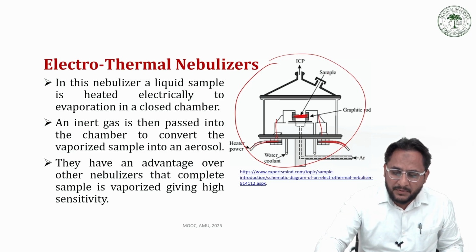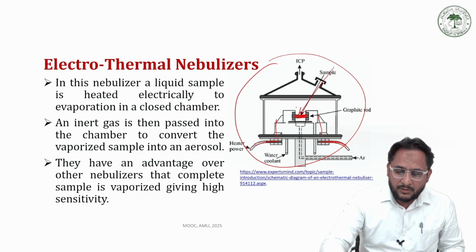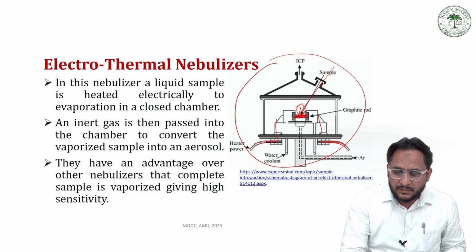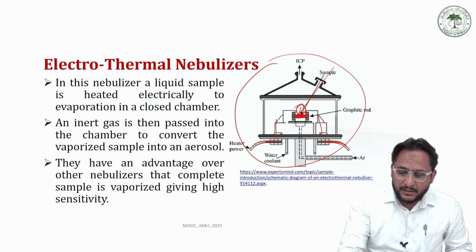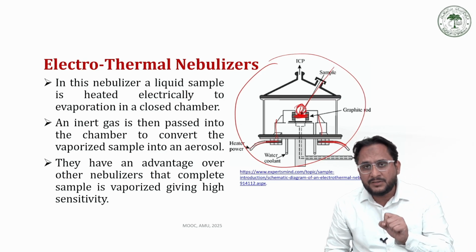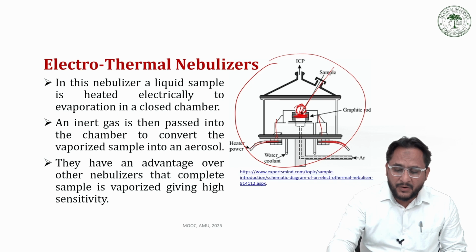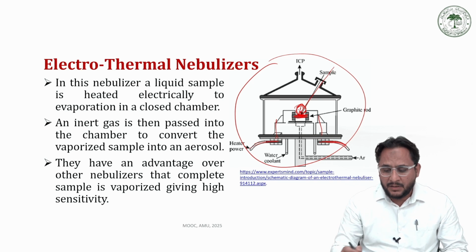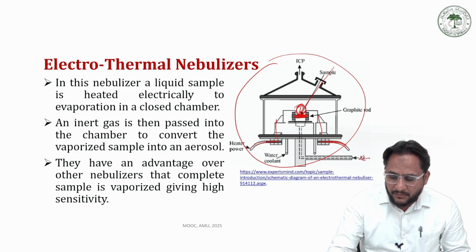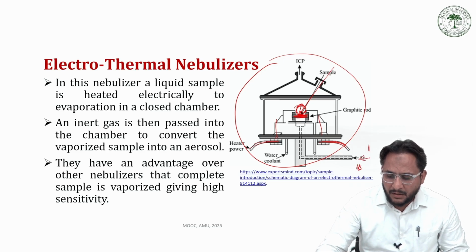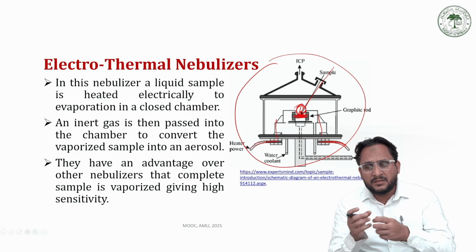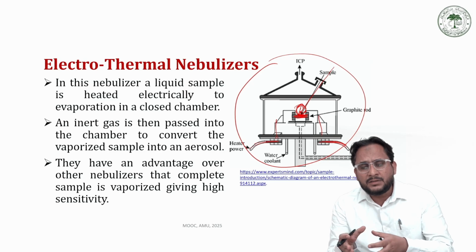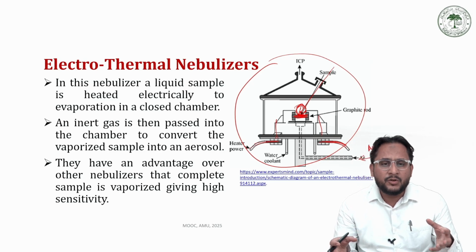the sample. The sample is injected from the top and placed over here, while these graphite electrodes receive an electrical signal, which creates a very high temperature, resulting in the vaporization of the sample. At the time this sample converts into vapor, we pass a blast of argon gas that immediately mixes with the vaporized sample and converts it into a very uniform aerosol.